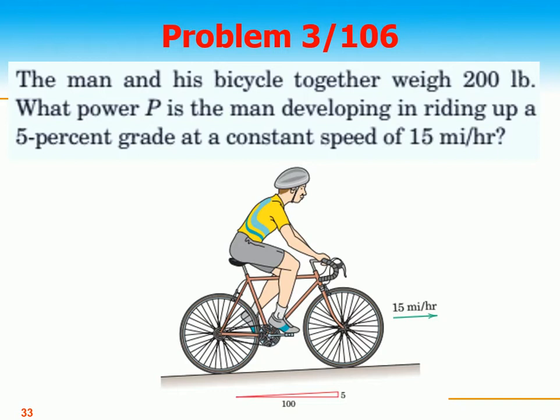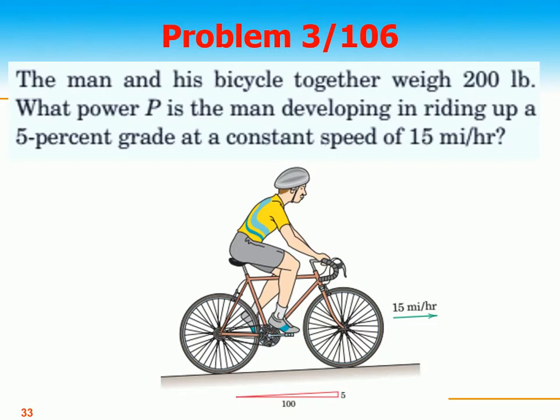Next problem is 3-106. The man and his bicycle together weigh 200 pounds. What power P is the man developing in riding up a 5% grade at a constant speed of 15 miles per hour? It is moving at 15 miles per hour, and the total weight of the cycle and the person is 200 pounds.